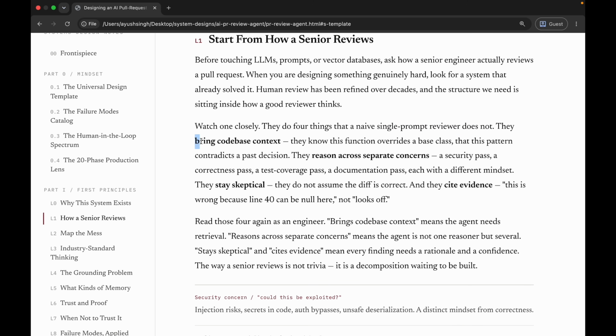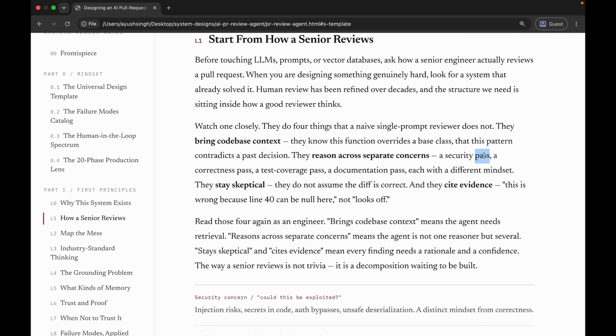The first one is bring the code base context, which is an amazing statement. Whenever the particular senior engineer is looking, they're looking at the knowledge base to look at what contradicts the past decision. If it's something based on architectural style, or something based on decisions which this particular thing has not been done. Then they reason across separate concerns.